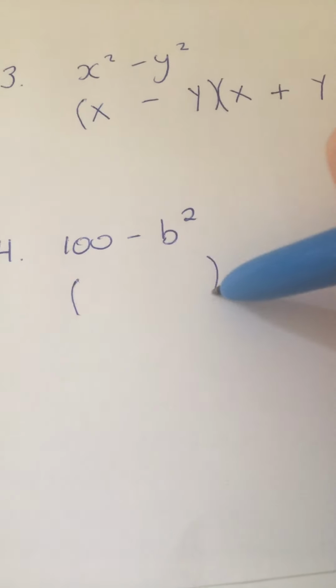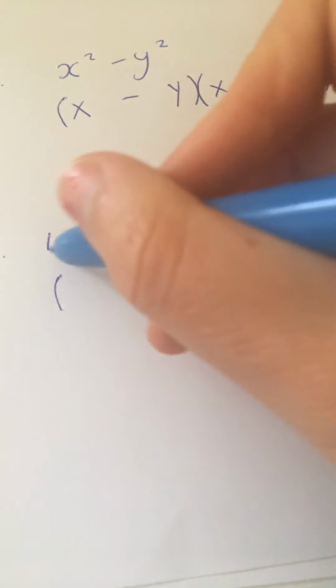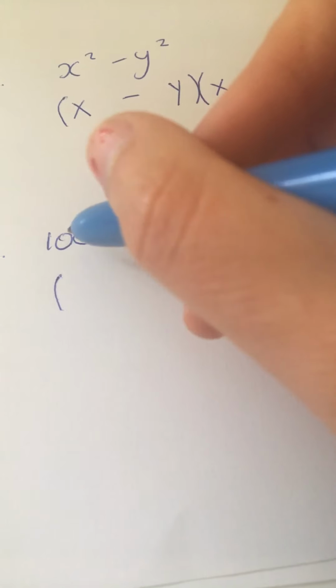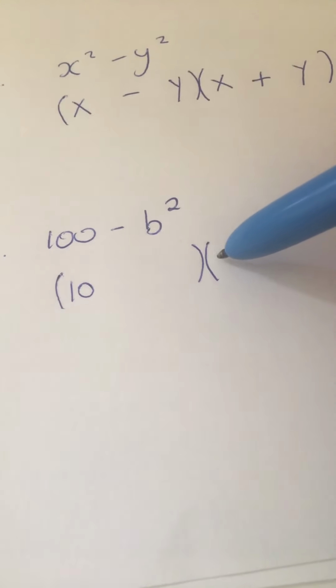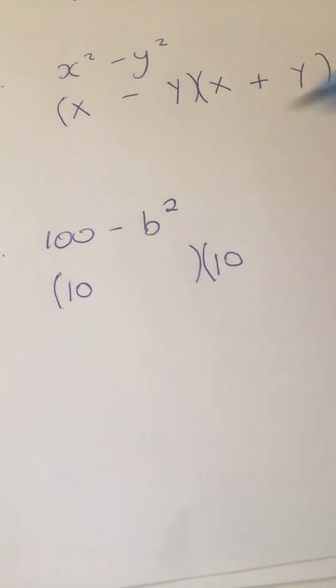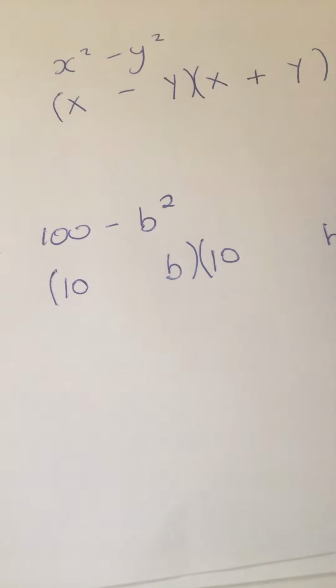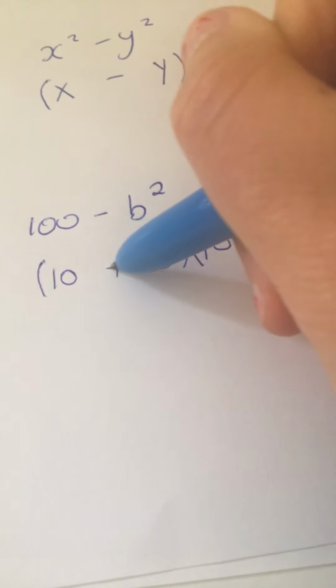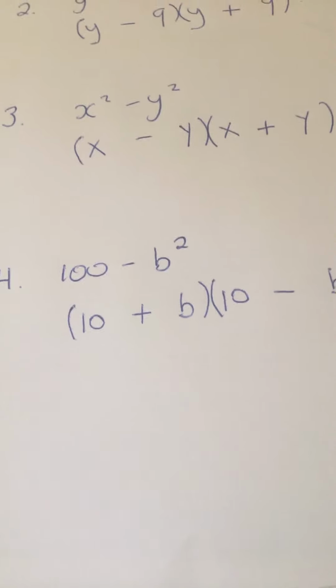Okay, so hopefully you got it all right. It's a little bit different. Okay, what are the factors of 100 that are the same two numbers? 10 multiplied by 10. And the factors of b squared? b and b. And you can put your plus and your minus in either bracket. And that is that.